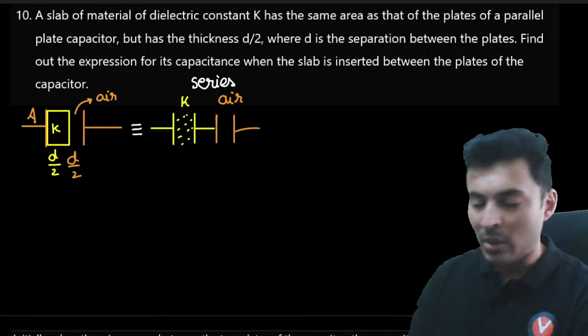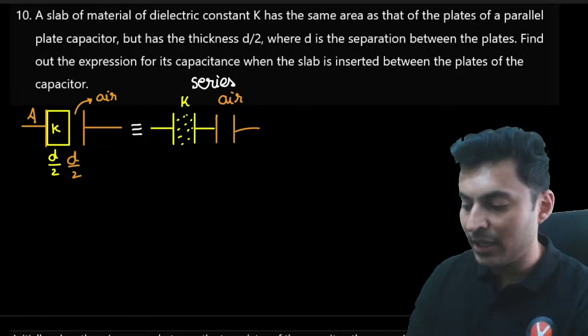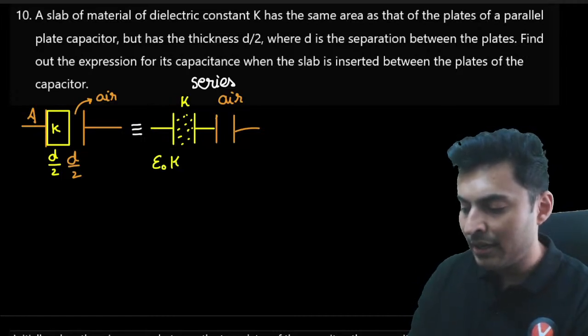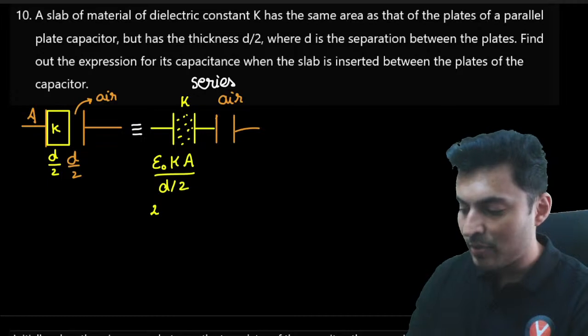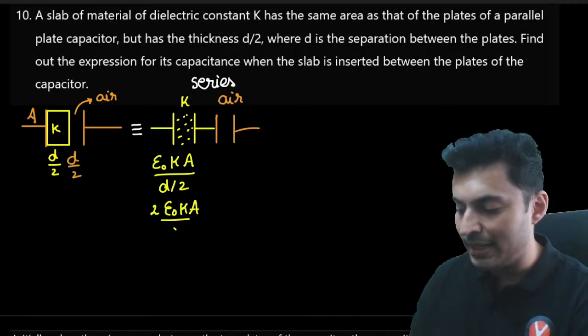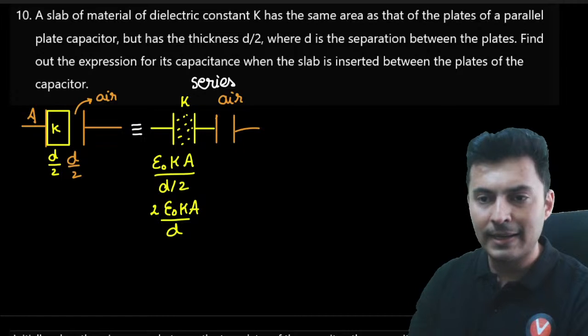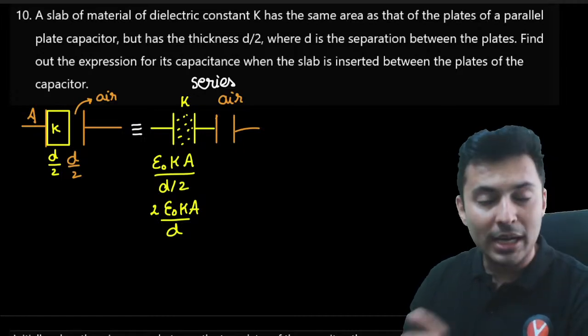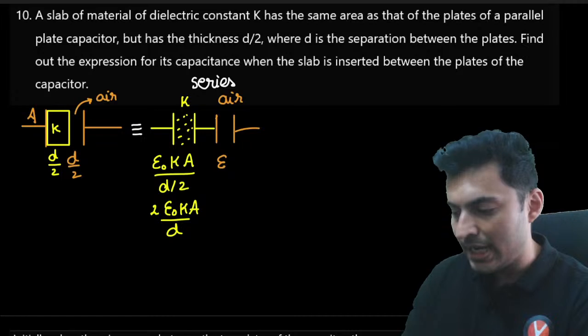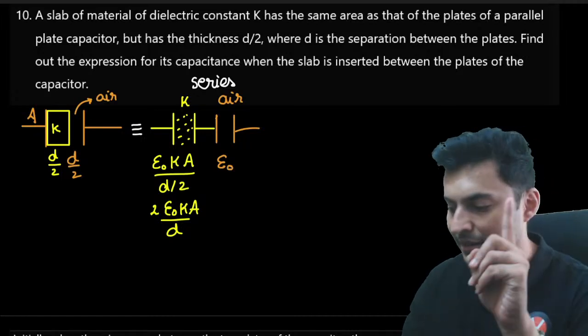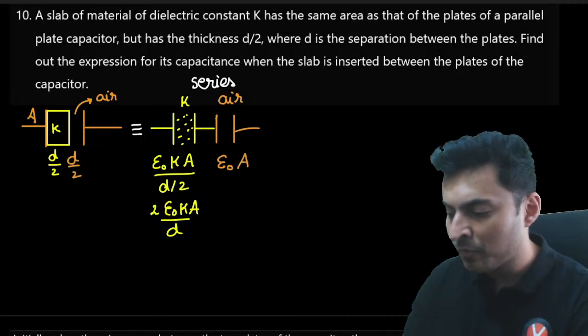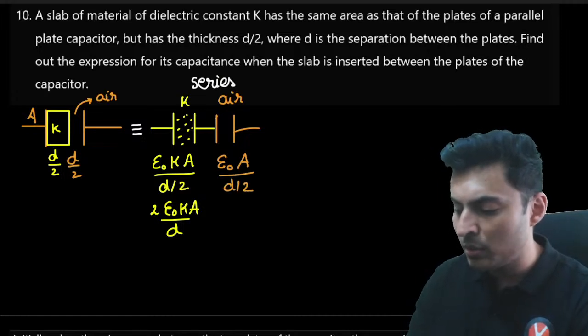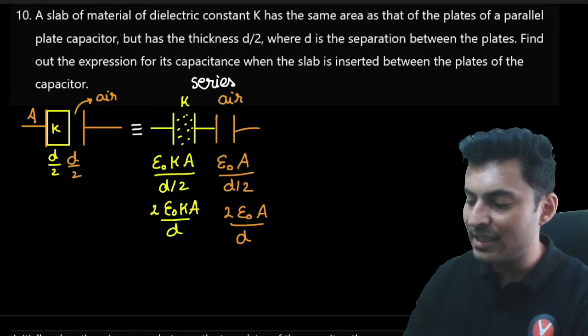What is the capacitance of this part which has the dielectric material? It is epsilon naught K A by D by 2. So it will become 2 times epsilon naught K A by D. Similarly, this part which has air has a dielectric constant of 1, because air is constant 1. So epsilon naught A, distance between the plates will be again D by 2, so it will become 2 epsilon naught A divided by D. So this is C1 and C2.